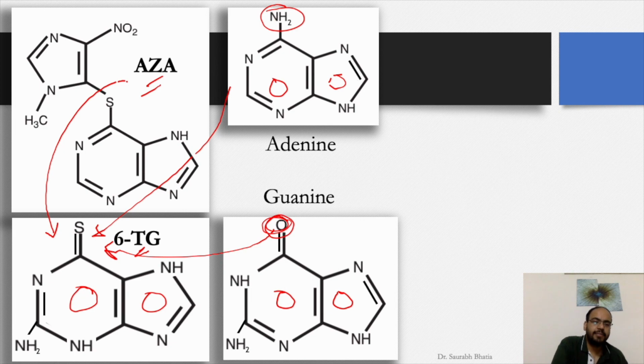This similarity of structures between 6-TG and adenine or guanine is responsible for 6-TG taking their place in DNA, leading to a decrease in proliferation of the cells and also inhibition of purine metabolism.